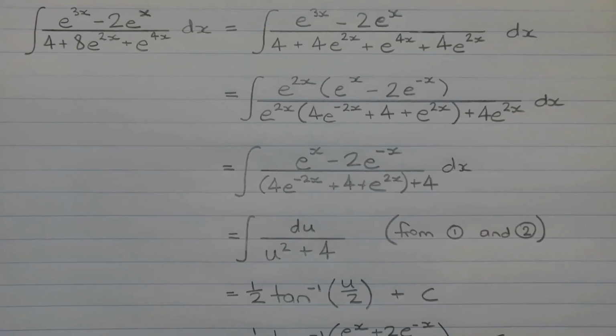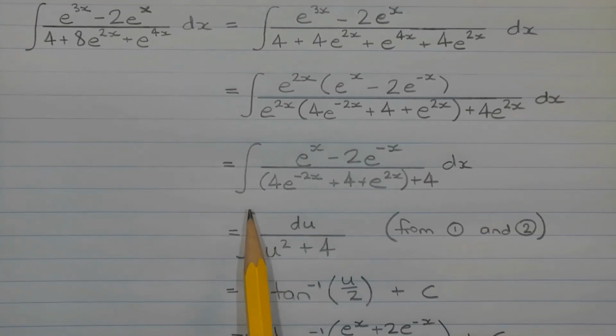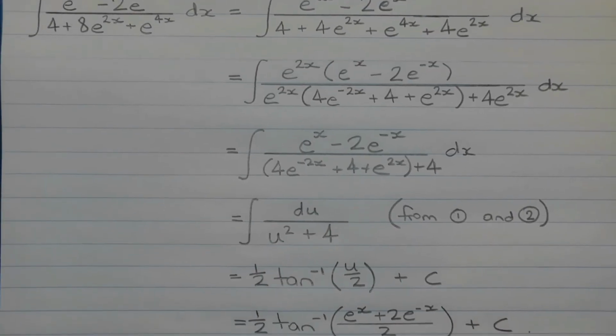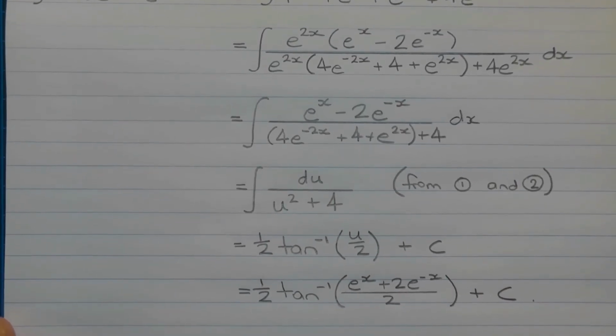So the whole integral can now be expressed in terms of u, and we get the integral of du over u squared plus 4. So performing the integration, that equals half times inverse tan of u over 2 plus the constant of integration c, but we want the solution to be in terms of x, and u is equal to e^x + 2e^(-x). So the integral is equal to half times inverse tan of (e^x + 2e^(-x))/2 plus the constant of integration c.